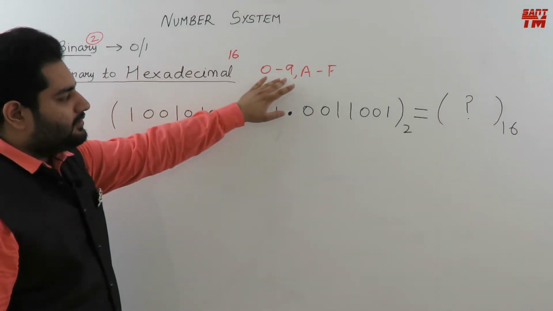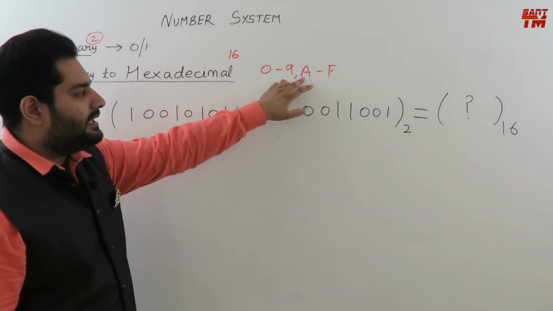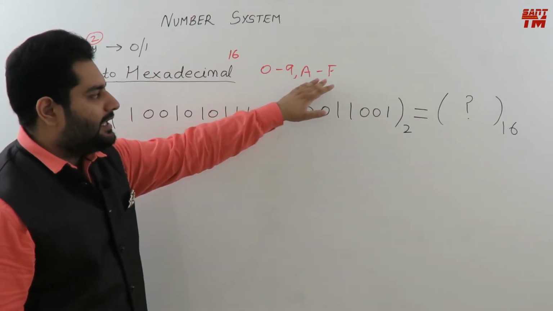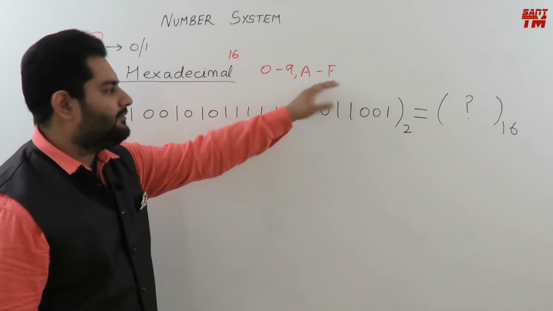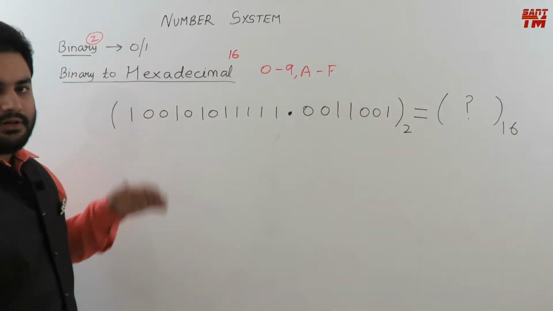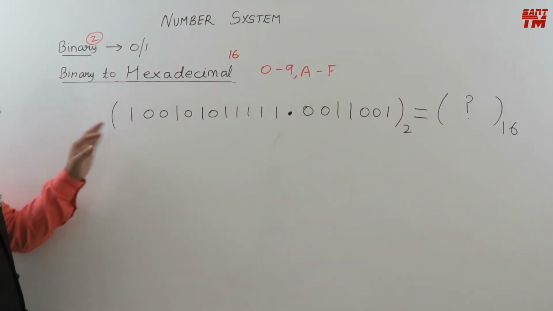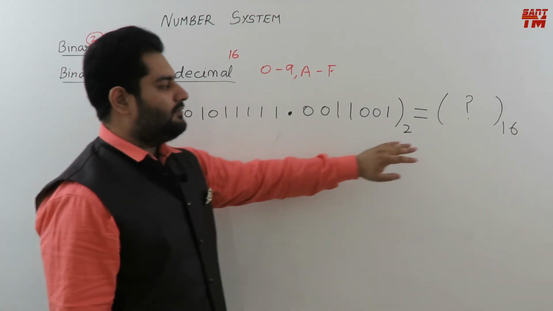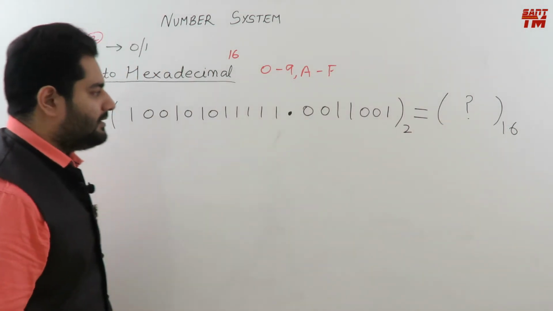That means the digits 0 to 9 are present, and after that 10 is represented by A, and likewise 15 is represented by F. So from 0 to 15 there are a total of 16 digits, and that's why it is called a hexadecimal number. And this is the given binary number, and we have to convert it into the equivalent hexadecimal number.